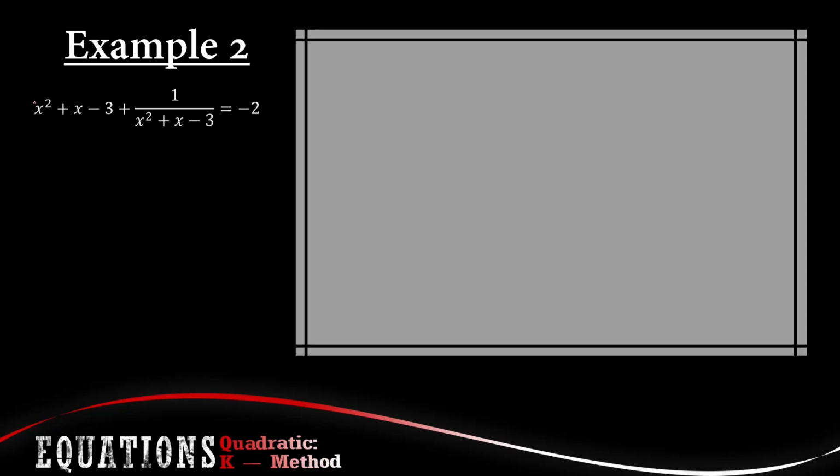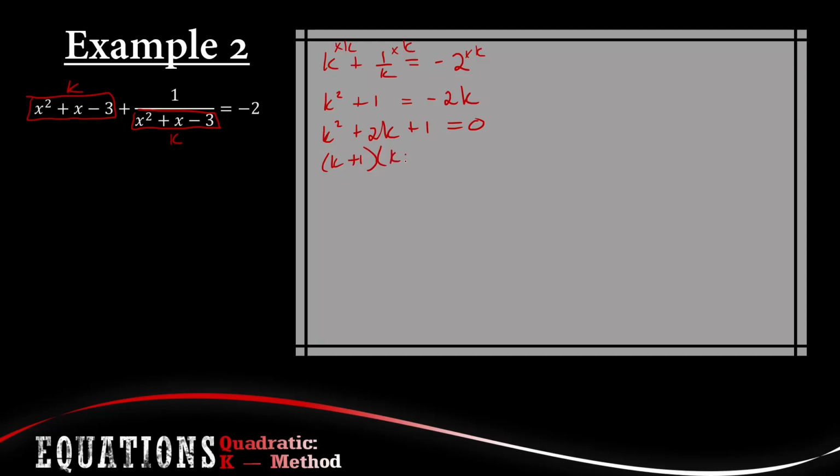In this case, we have one that looks like this. We can see that this and this repeat. So we're just going to put a k in there and a k in there. Then we have k plus 1 over k equals negative 2. Multiply through each and every term with k. So we have k squared plus 1 equals negative 2k. Bring the negative 2k over. k squared plus 2k plus 1 equals 0. We factorize (k plus 1)(k plus 1) equals 0. So for both of these, k is equal to negative 1.